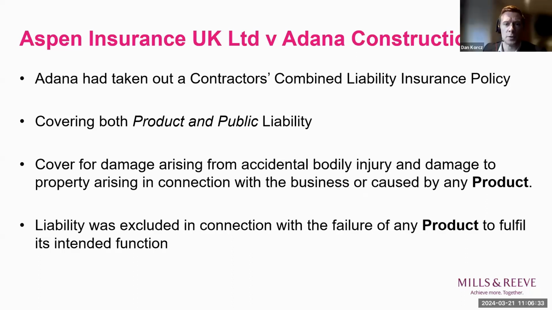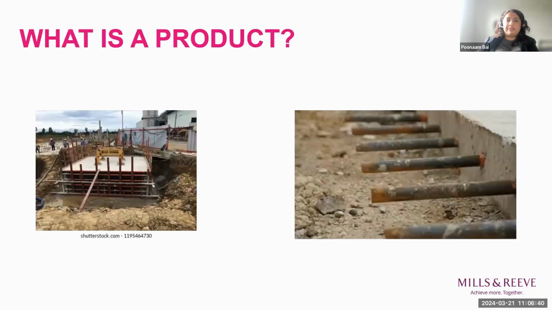Okay, so I follow that. So what were the issues then before the court? Now, there were several issues before the court, but for our purposes today, we are focusing on the issue of what is a product. So in this case, the court had to decide whether the crane base and the dowels were products within the definition of the policy.